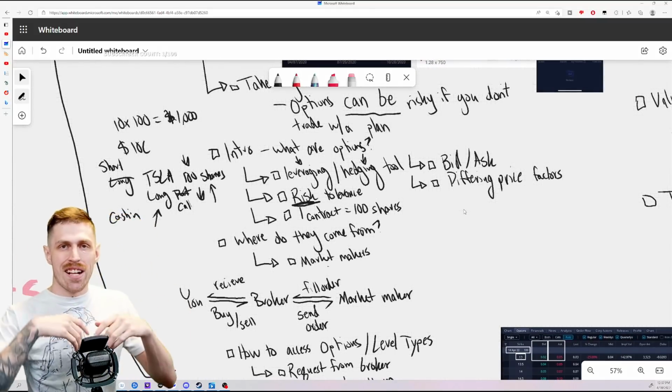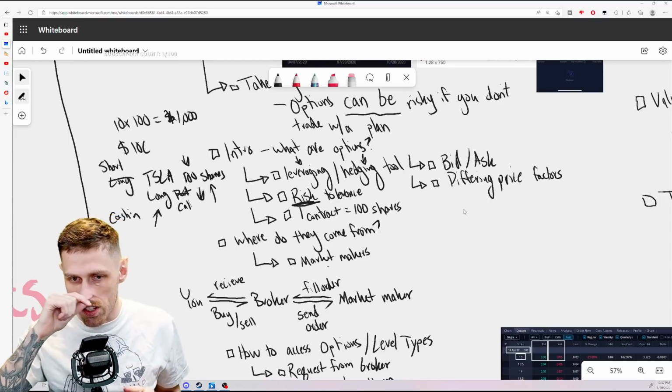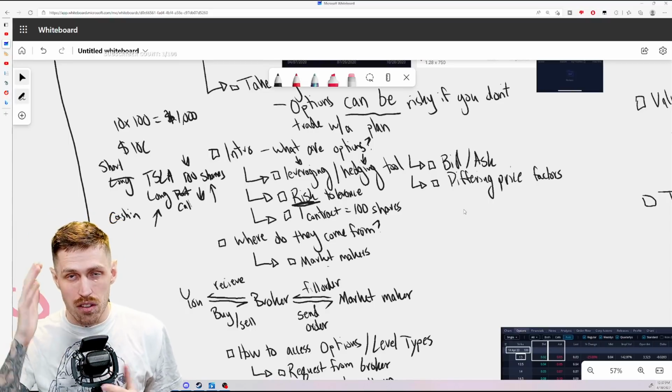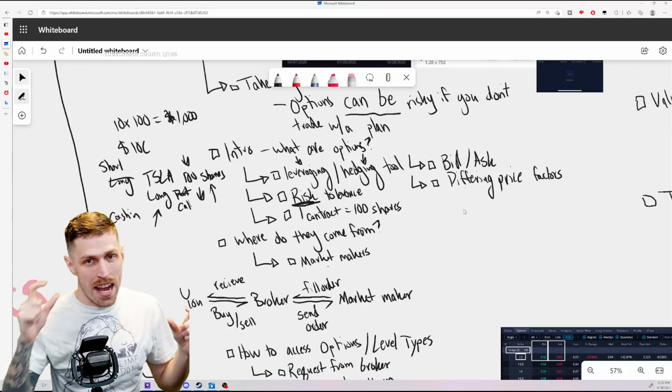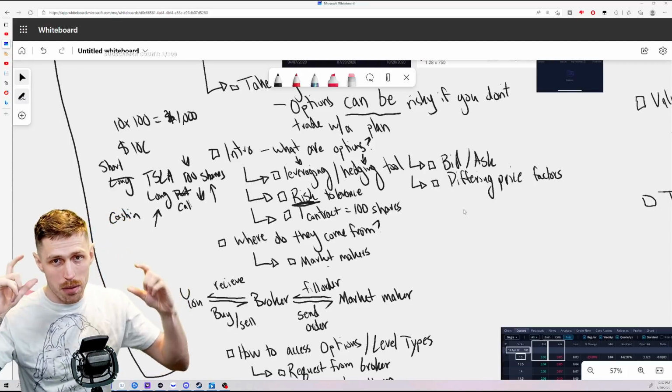Next thing I want to talk about is the bid and the ask. Similar to stock, actually the exact same as stock, options have a bid and an ask. You can think of these typically as a bid and ask spread. There is a difference in the pricing between these two things.